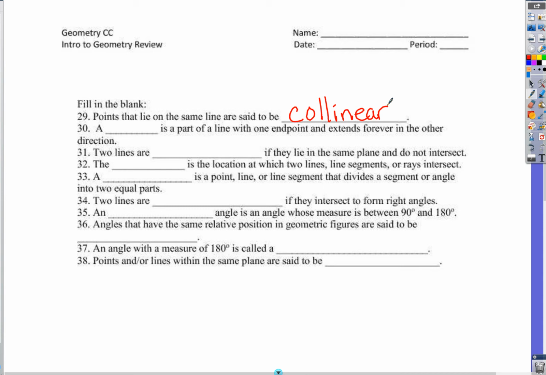Collinear. Guys, on your test tomorrow, you're going to have this. It's going to say points A, B, and C, I totally made up those letters, are collinear. Okay, we practice stuff like this. Just know if it's collinear, they're on the same line.